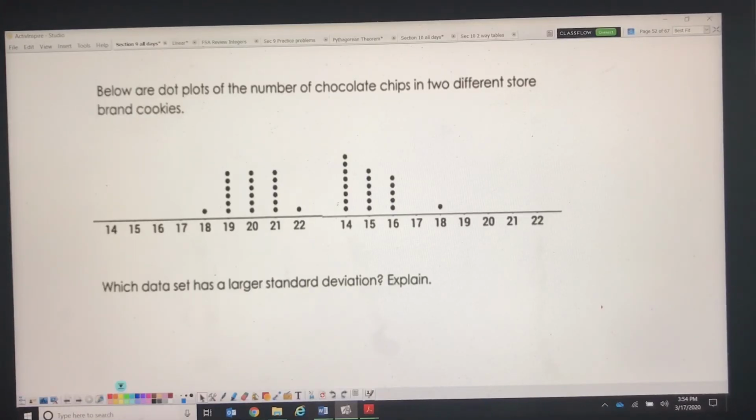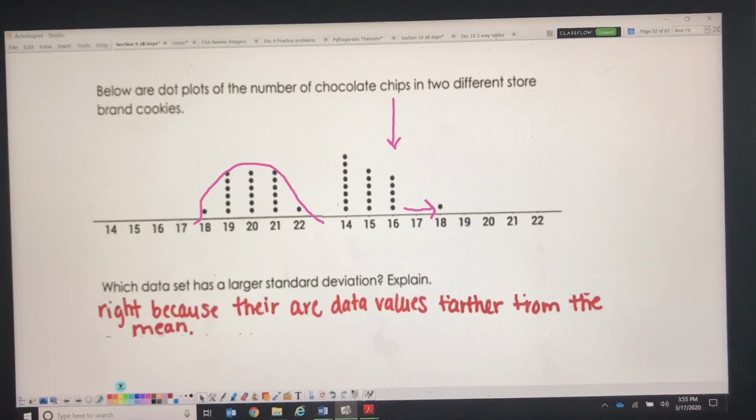Okay, let's see how you did. I can look at this first store and see that most of my data, if I were to take my pencil, is evenly distributed. When I come over here, I have this outlier. This tells my brain that the standard deviation here is going to be greater than my first store because the data value is farther from the mean.